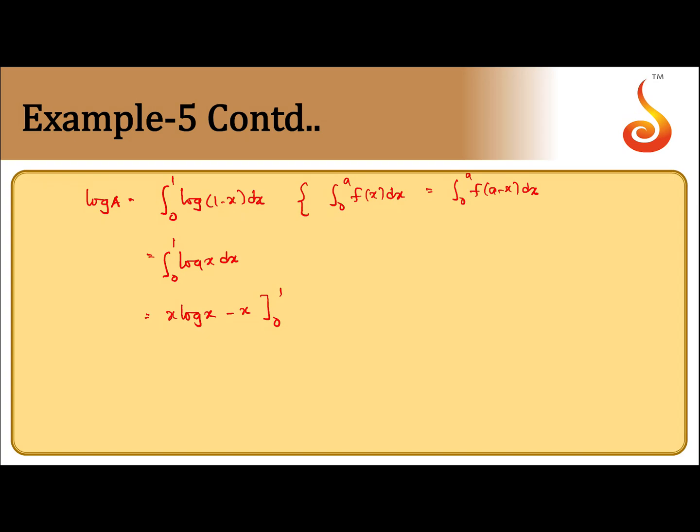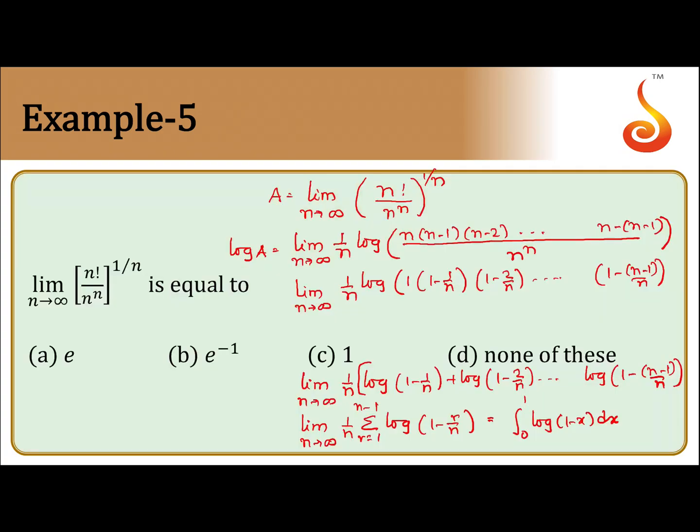So using that rule, if we put 1, log 1 will be 0. So 1 into log 1 minus 1, this will give you finally minus 1 is equal to log a. So a is equal to e to the power minus 1. E to the power minus 1, option B is correct.